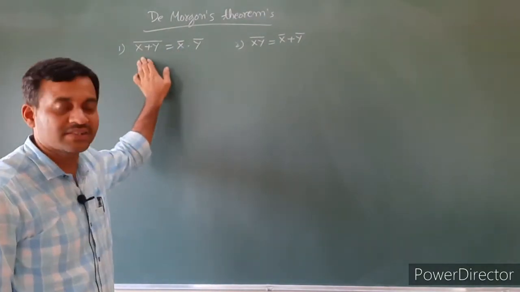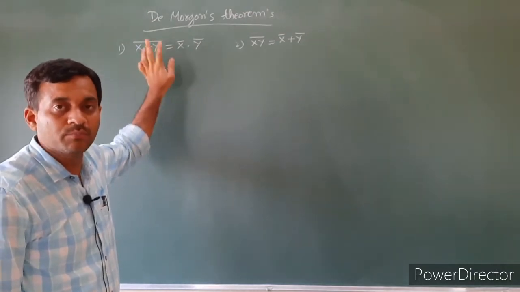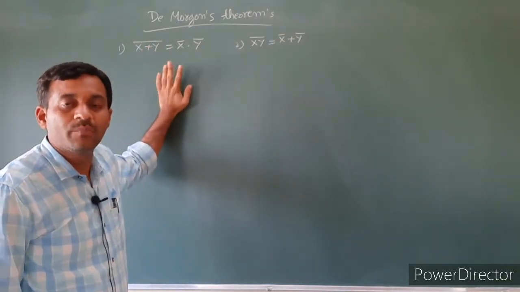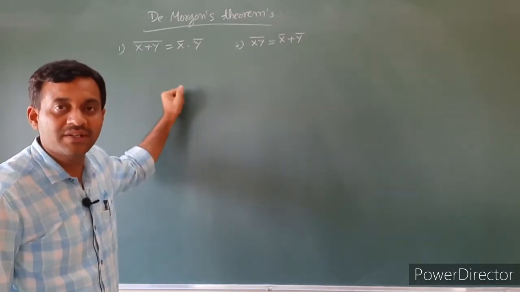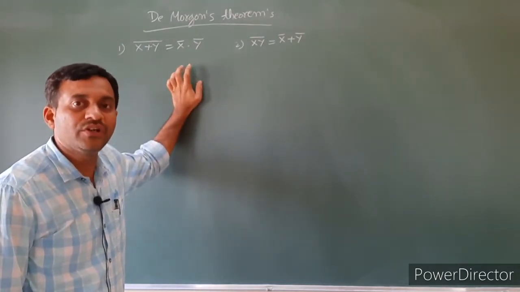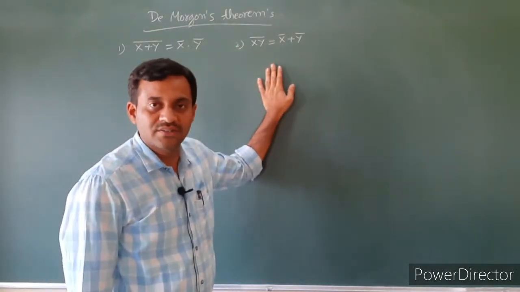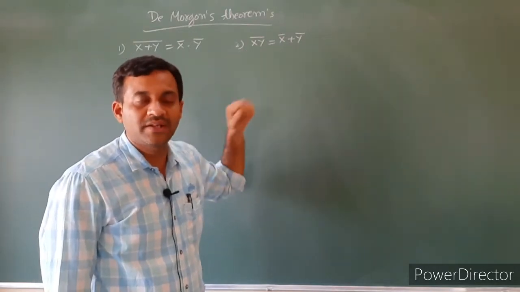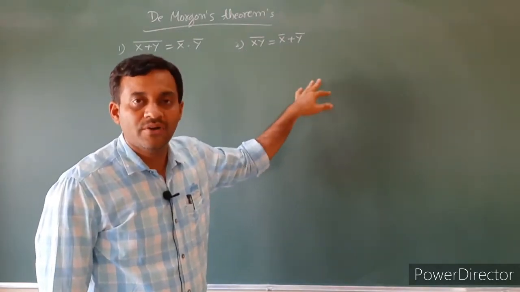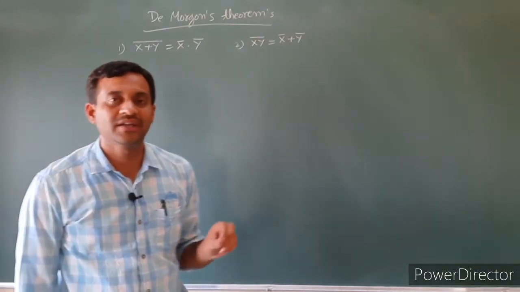The first law states that the complement of a sum is equal to the product of individual complements. The second law states that the complement of a product is equal to the sum of individual complements. These are the two laws defined by De Morgan.